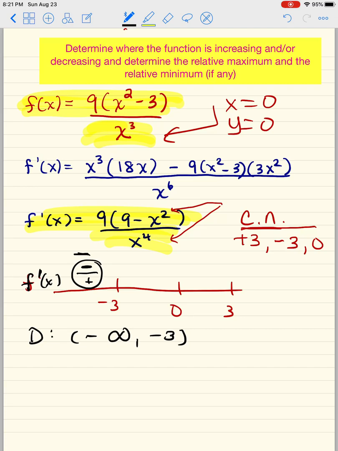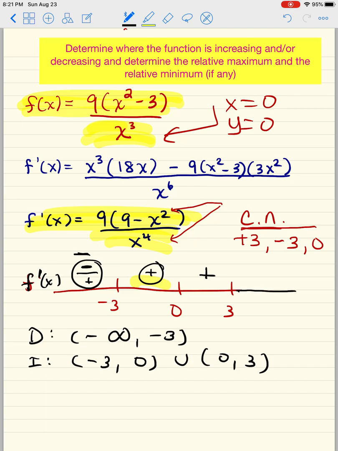Now let's pick a number between negative 3 and 0, which is our next testing interval. So I'm going to choose negative 1. What would happen if I put negative 1 in here? Well, if you put negative 1 into f prime, you are going to get a positive on top and a positive on the denominator, so you're going to have a positive. Therefore, it is increasing from negative 3 to 0. And now let's pick a number between 0 and 3. 1. Well, guess what? It's going to be positive again, okay? So it's going to be increasing from 0 to 3.